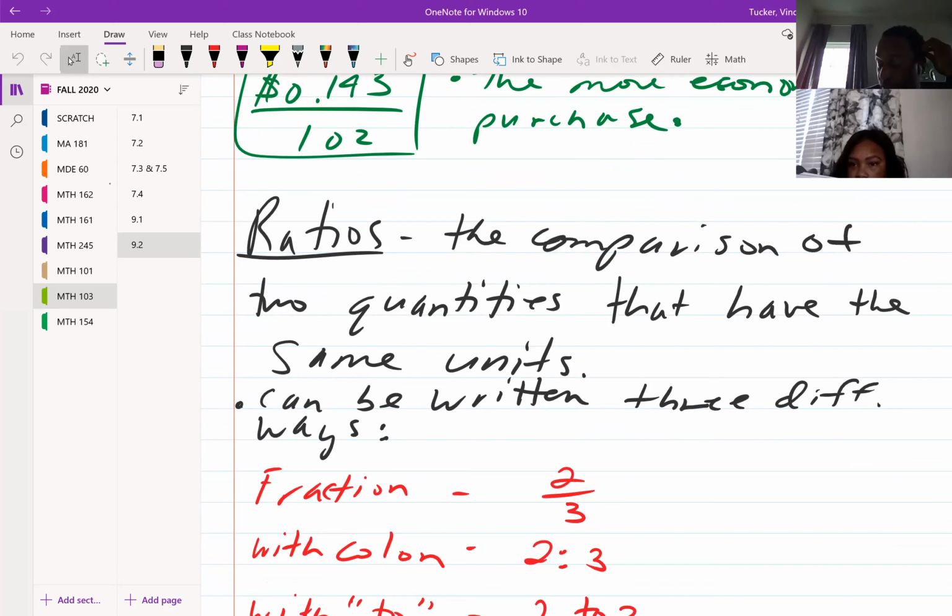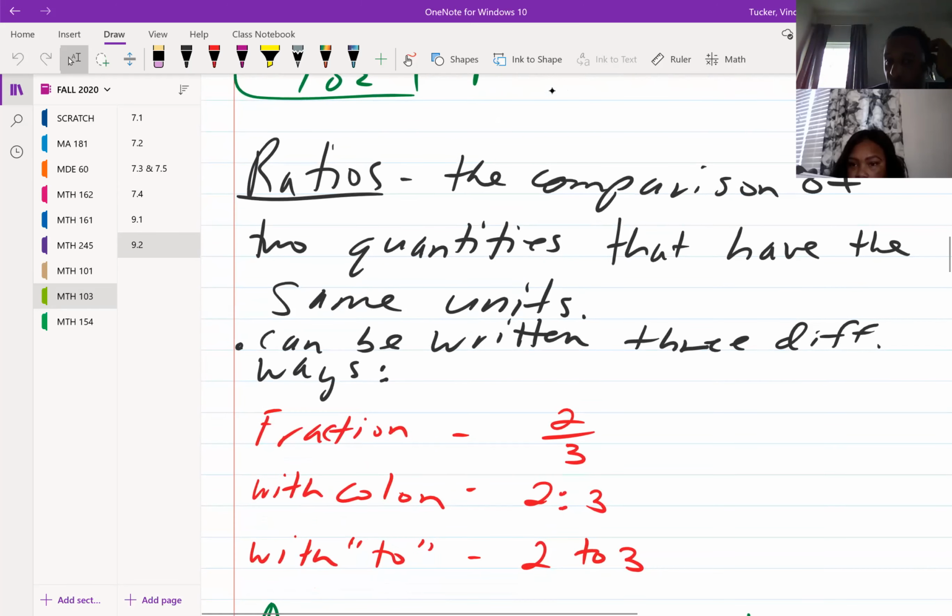ratios. So the difference between ratios and rates. A ratio is the comparison of two quantities that have the same units. Before, they didn't have to have the same unit. In your rates, you could do dollars to ounces. Here, the comparisons that you are making have to be written in the same units. All right, so you can write these three different ways.